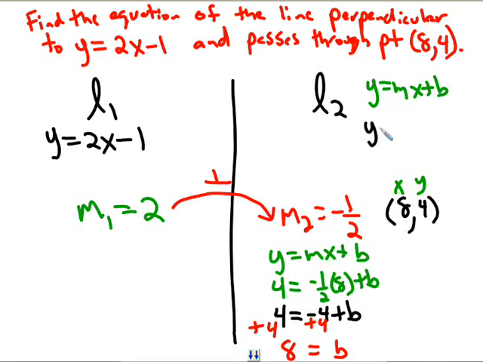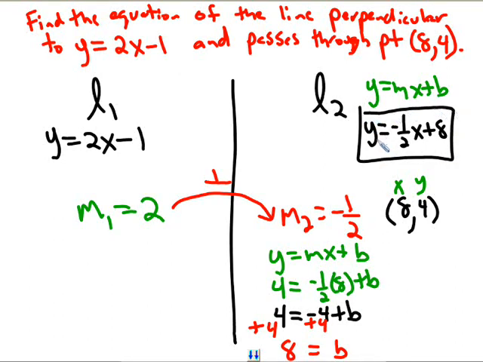Okay, so again, the only thing different here is when I find what my slope is, I do the negative inverse, or the negative reciprocal, and I use that with a given point to solve for B.